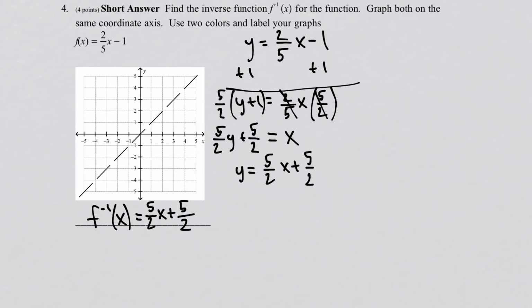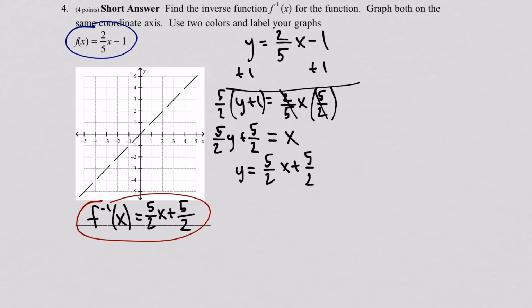Next, it's asking me to graph both on the same coordinate axis. And it says use 2 colors and label your graphs. Okay, so let's use 2 colors. I'm going to use blue for this one, and I'm going to use red for this one. Okay, so we know which one's which. So 2 over 5x minus 1.